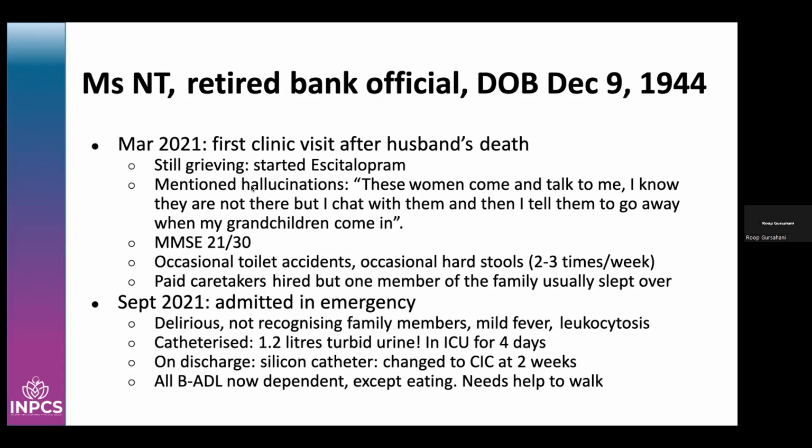So initially, hallucinations can be unformed. Then they start to become formed. And very often there is a certain amount of insight, but there is also a certain amount of comfort. It's only later that hallucinations start to become threatening. And at this stage, the mini mental was 21/30. 24 is the cutoff for dementia. So she had dementia, and she was already beginning to have issues with toilet control.